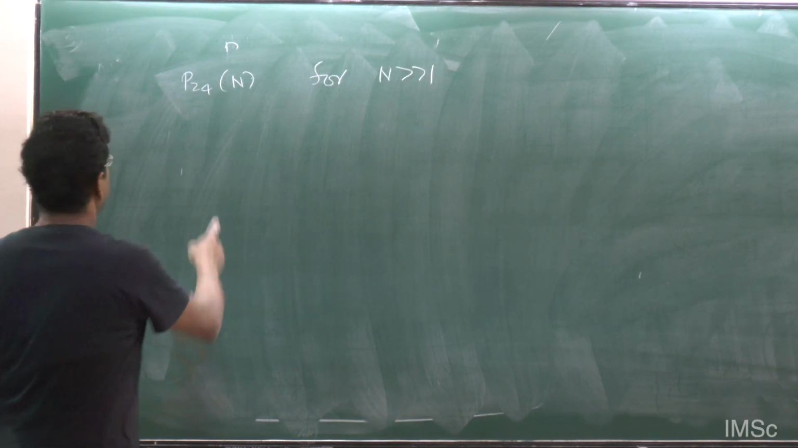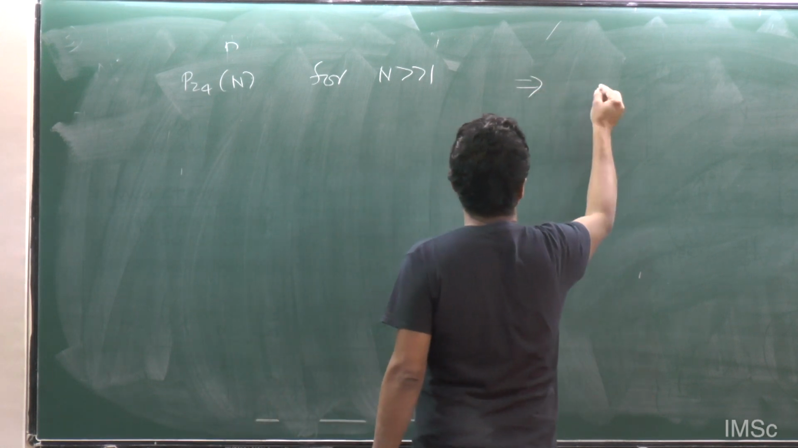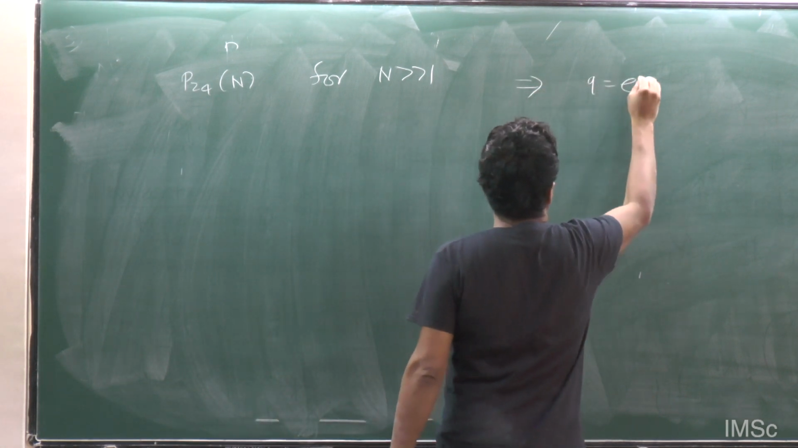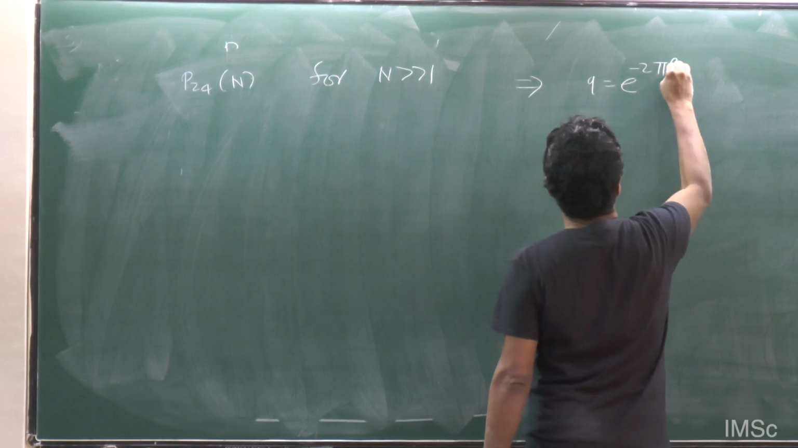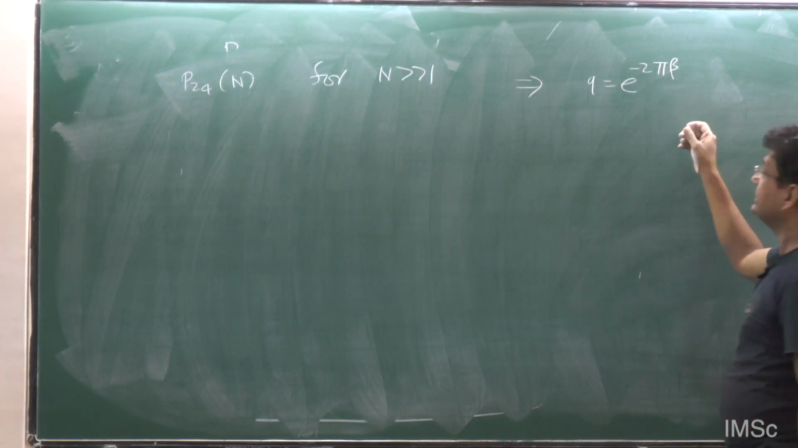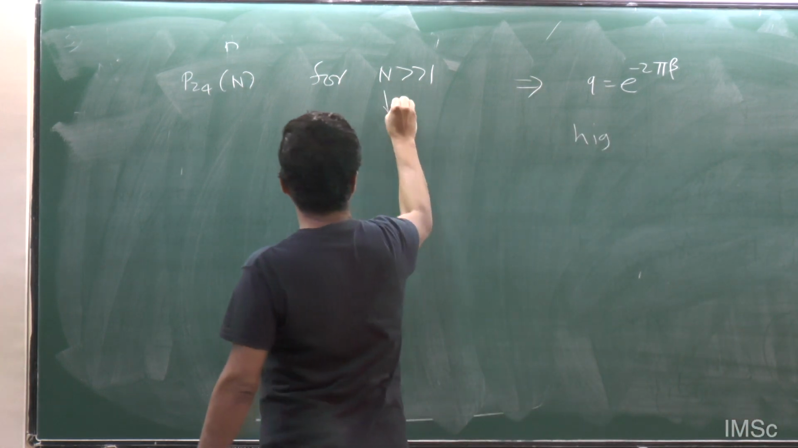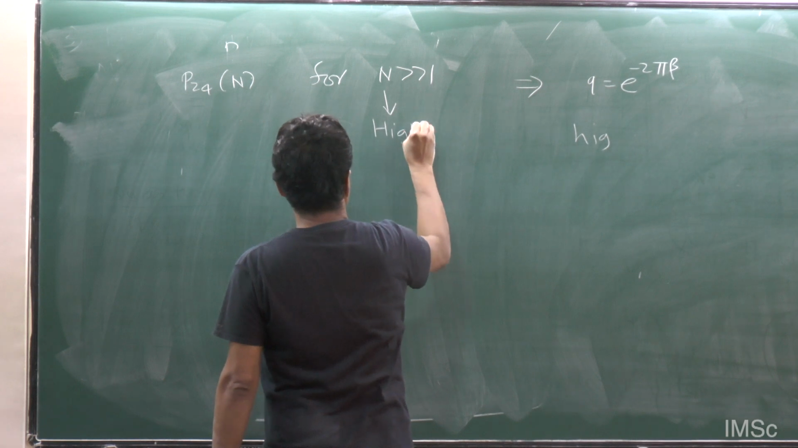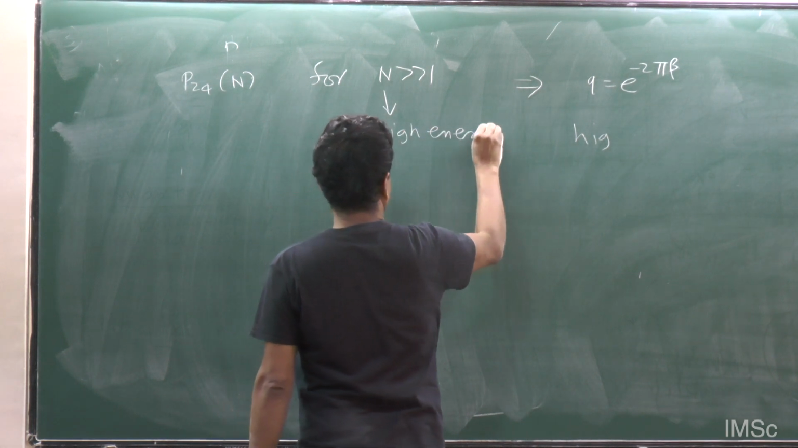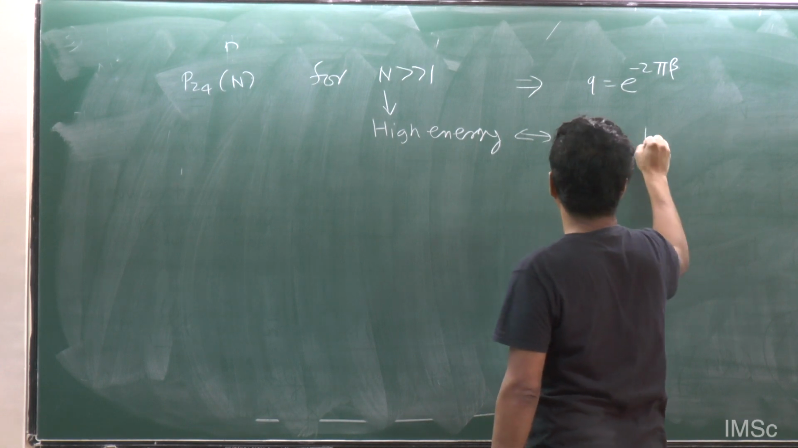But large n means large energy. If I think of q as e to the minus beta, or e to the minus 2 pi beta, and think of beta as an inverse temperature, then this is high temperature. So n is energy, and we need to go to high temperature.